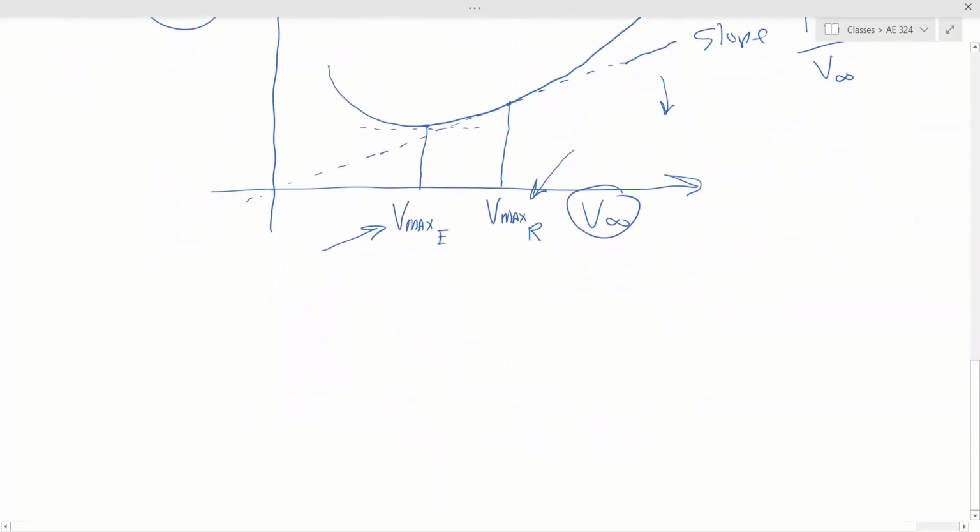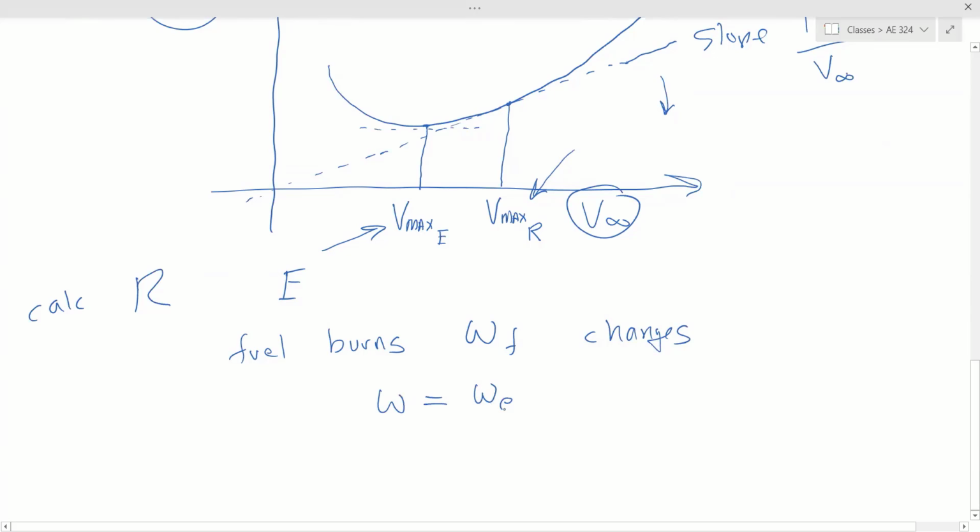Now, to actually calculate the range or the endurance, we have to take into account the fact that as fuel burns, the weight of the fuel changes because we're using up fuel. And the weight of the entire airplane is the empty weight plus the weight of the fuel.